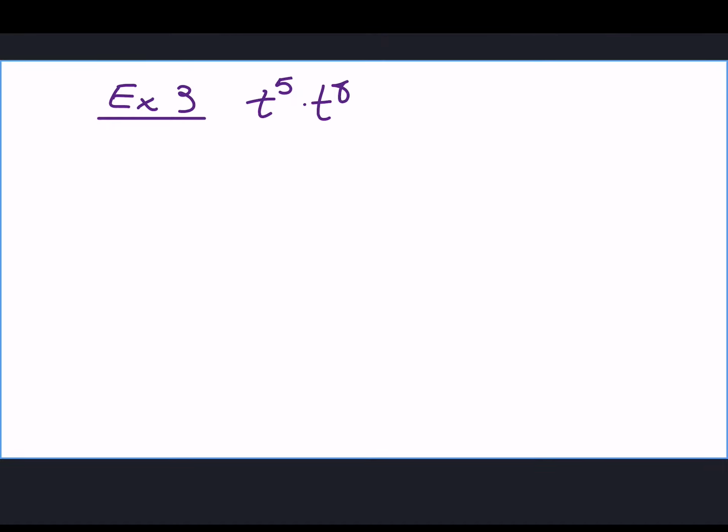Okay, so t to the 5th times t to the 8th. Our first step is to add the exponents, right? What do we get? 13. t to the 5 plus 8, which is t to the 13th power. Any questions about how we use the product rule? Okay, let's go to a new rule.